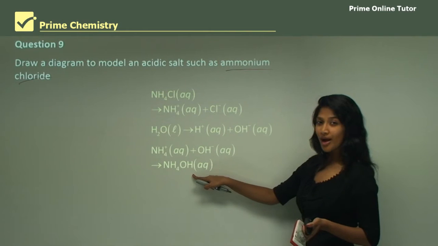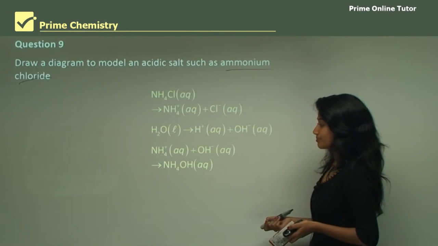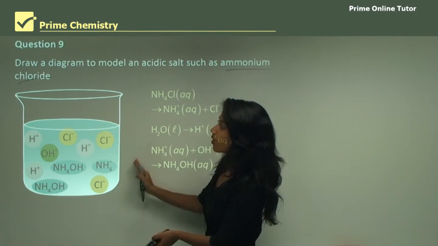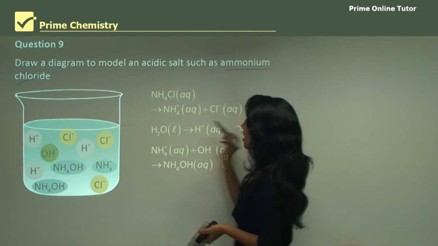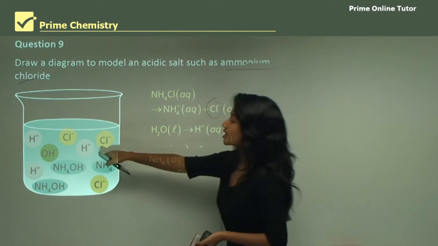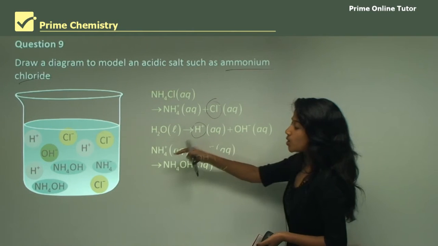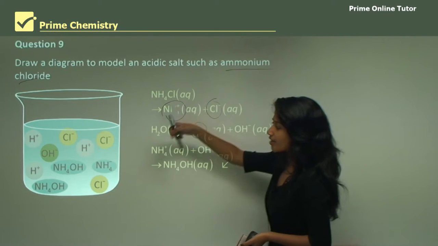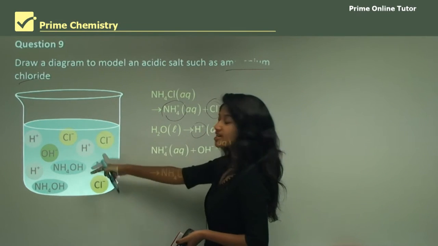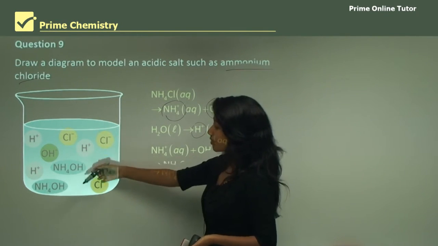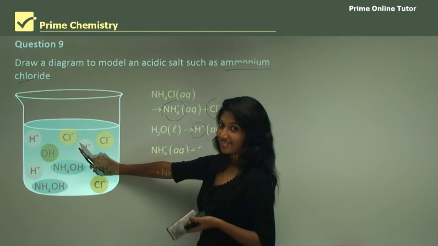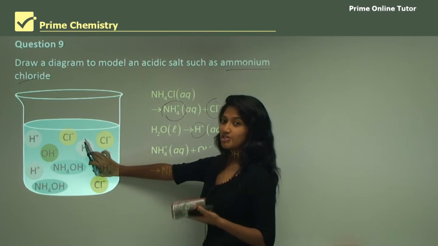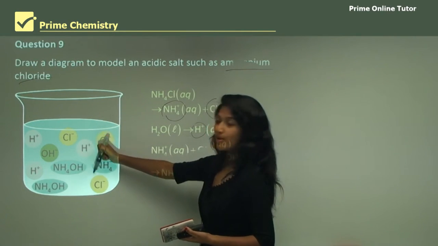What we know about ammonium hydroxide is that it's a weak base, so it's only going to ionize slightly. In other words, this is how our diagram should look. We're going to have chloride ions here, and then hydrogen ions from the water. We're going to have ammonium ions from the solution, and also the base molecules, because it's only slightly ionizing. In other words, it's not going to fully ionize. Because of that, we're going to have a higher concentration of hydrogen ions, and there are still going to be base molecules present.